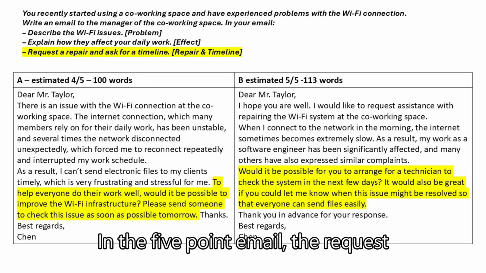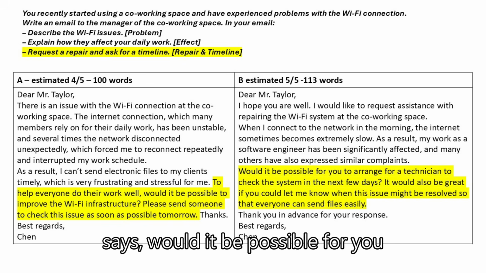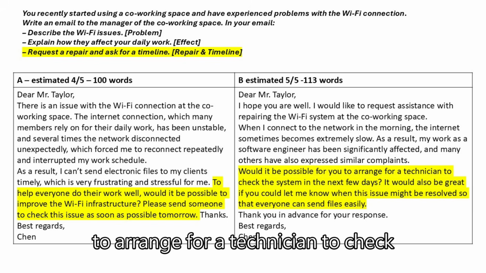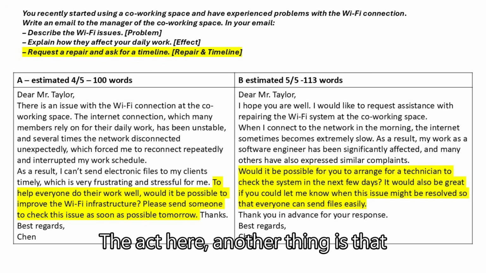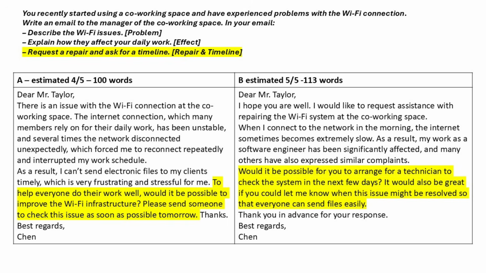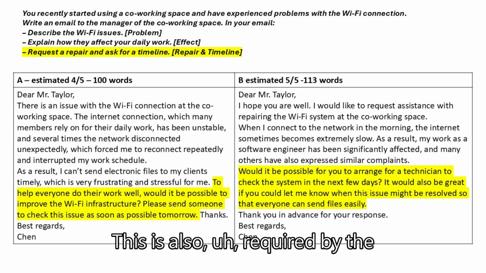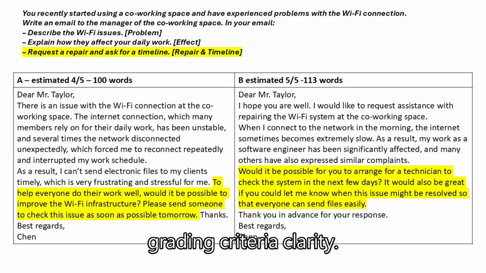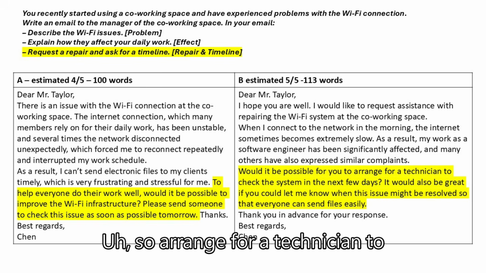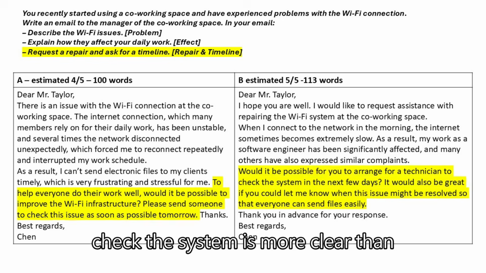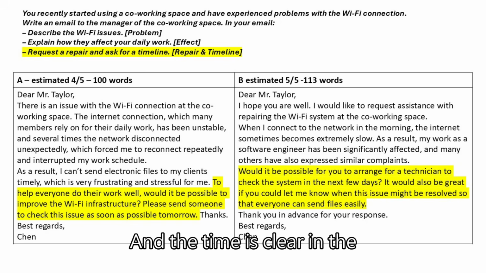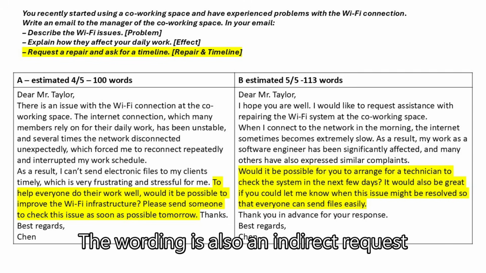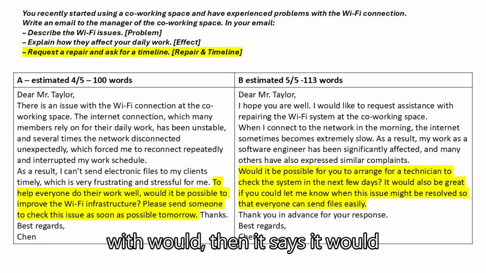Okay. In the 5-point email, the request says, would it be possible for you to arrange for a technician to check the system in the next few days? Here, another thing is that the action is very specific. This is also required by the grading criteria. Clarity. So arrange for a technician to check the system is more clear than just simply improve the Wi-Fi infrastructure, right? And the time is clear, in the next few days. The wording is also an indirect request with would.